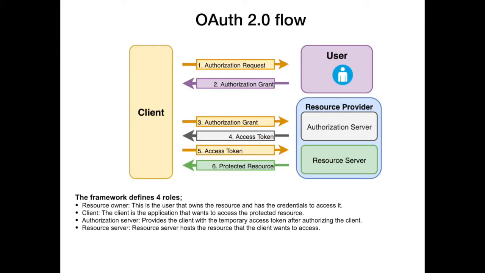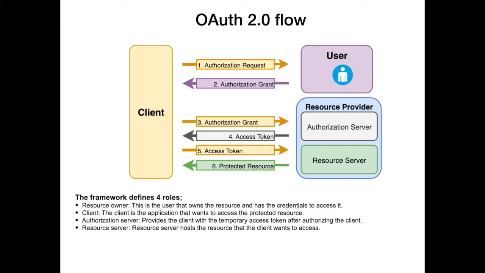Next, let's look at the OAuth flow. The OAuth framework defines four roles. One is the resource owner, that is the user that owns the resource and has the credentials to access it. Then we have the client. The client is the application that wants access to the protected resource.